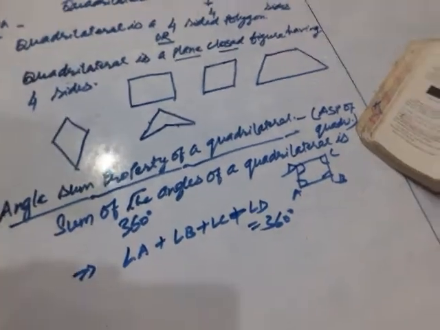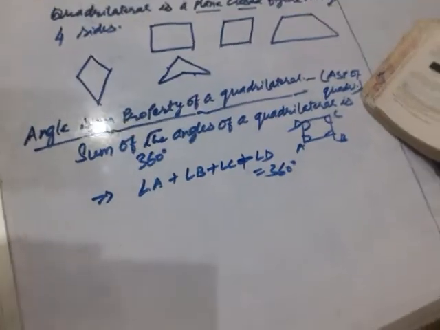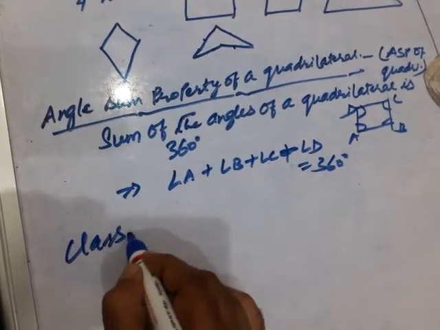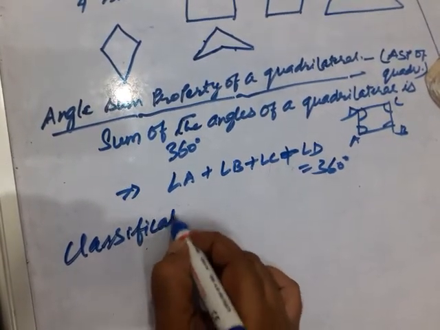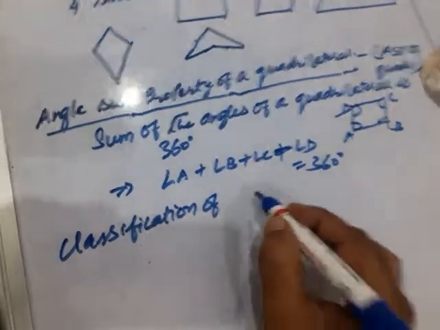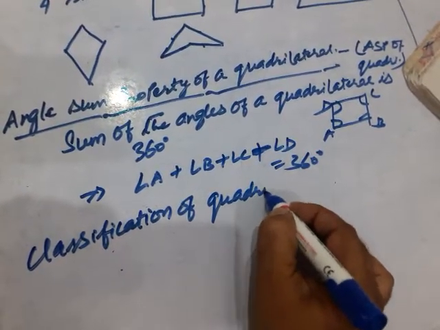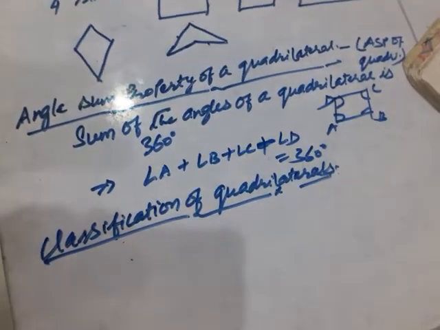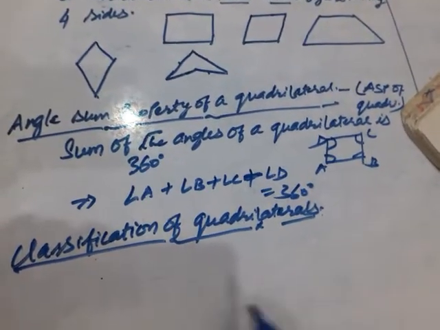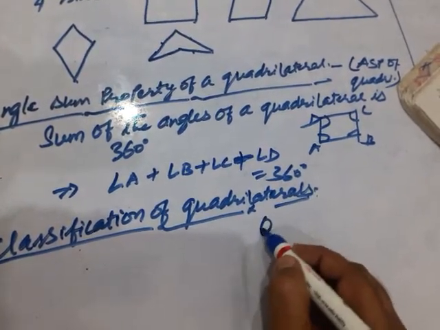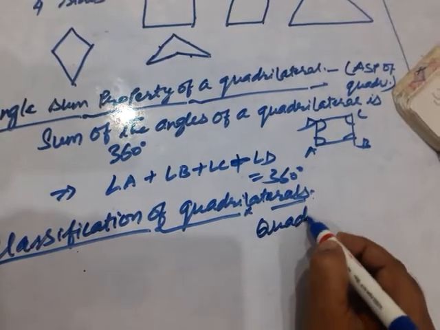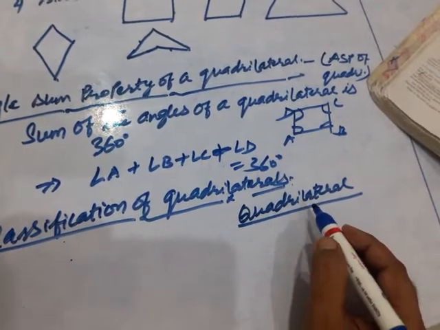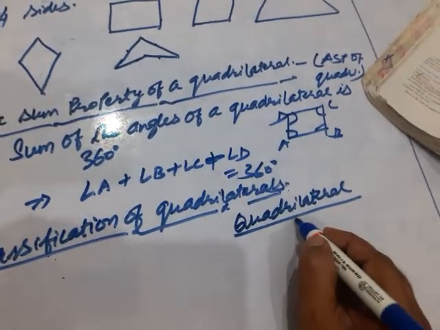Okay children, now there are some classifications of quadrilaterals. There are different kinds of quadrilaterals that you will come across. That is the classification of quadrilaterals. Children, if we see it pictorially, then it will be better. Let us write down quadrilateral over here. Basically there are three types of quadrilateral.